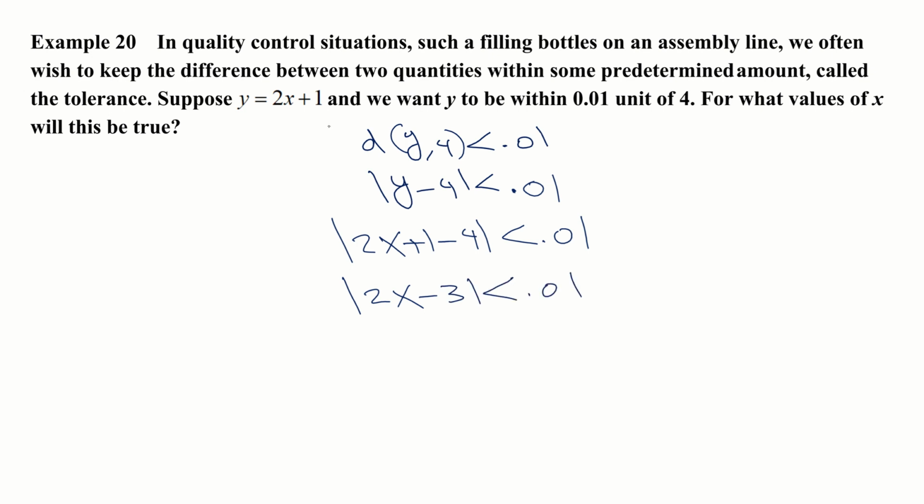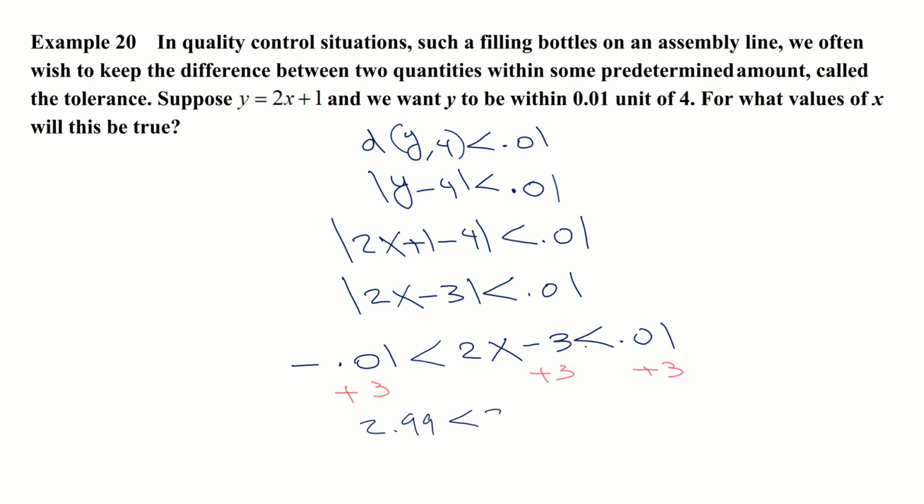Now remember, what numbers have an absolute value less than 0.01? Numbers between negative 0.01 and 0.01. So 2x minus 3 must be between negative 0.01 and 0.01. So now we just have to solve this three-part inequality. We'll add 3 all around. So we get negative 0.01 plus 3, that's 2.99, less than 2x, less than 3.01. Now we need to divide by 2 all around.